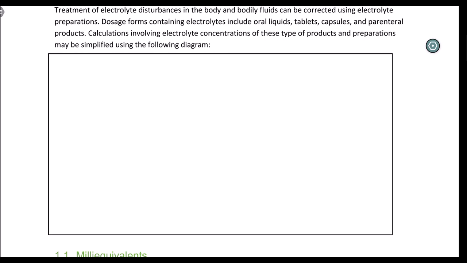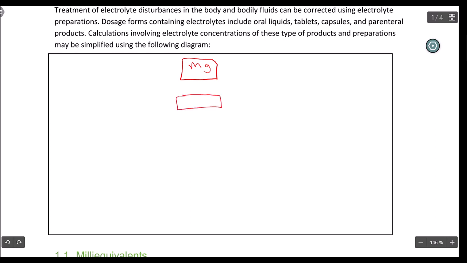So the first thing you do is on top, you put milligrams. So I'm going to put milligrams in a box right here. Then below that, you're going to add another box. And in that, you're going to put millimoles. And you're going to draw an arrow this way here. And you're going to draw another arrow this way here.